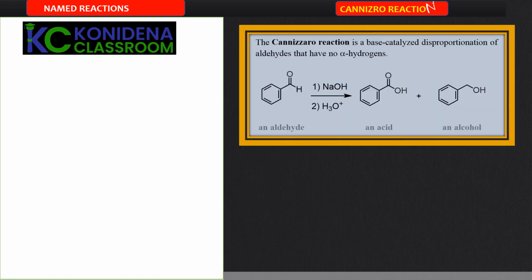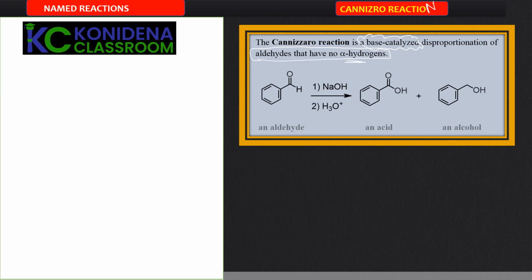Today I am going to discuss the Cannizzaro reaction. So what actually is a Cannizzaro reaction? This is a disproportionation reaction which takes place in the presence of a base, and the most important thing is that the aldehydes participating in the Cannizzaro reaction should not have alpha hydrogen.